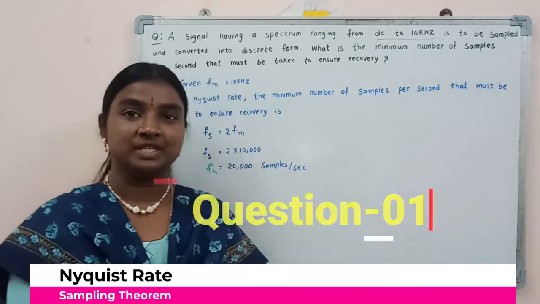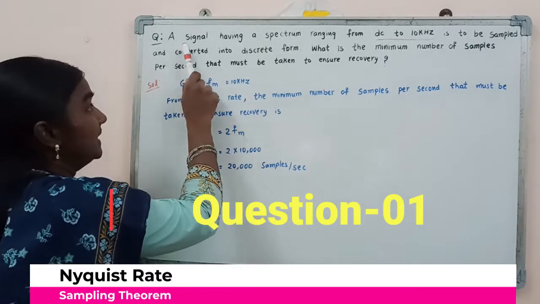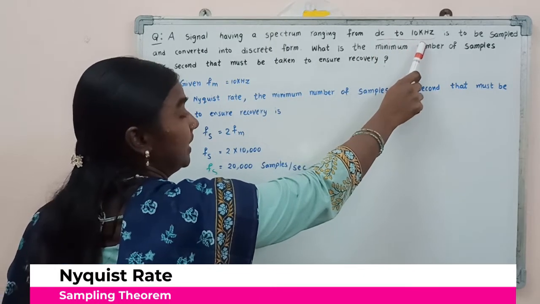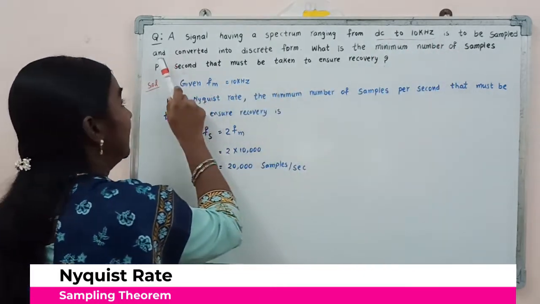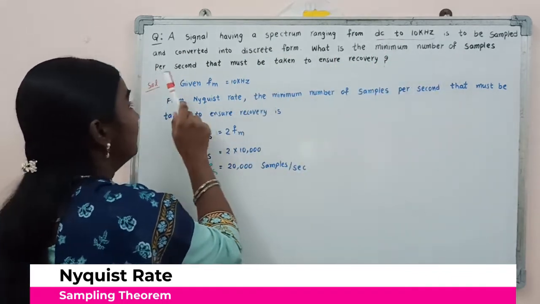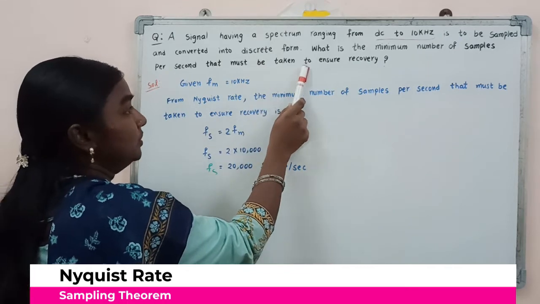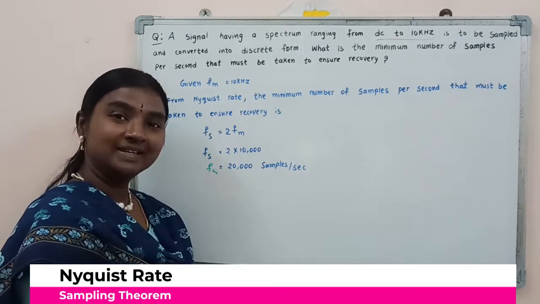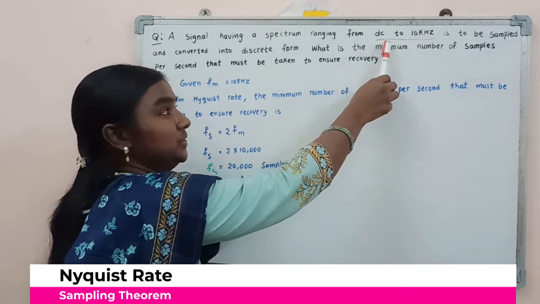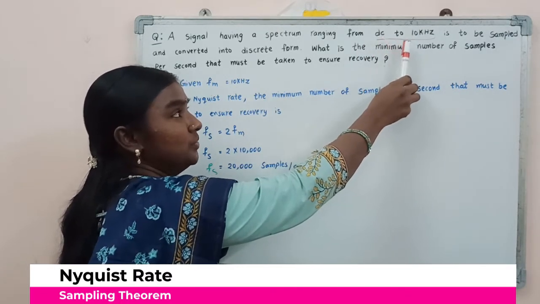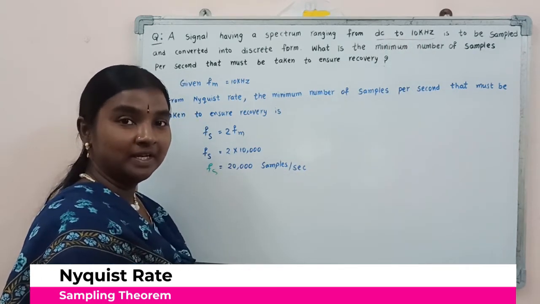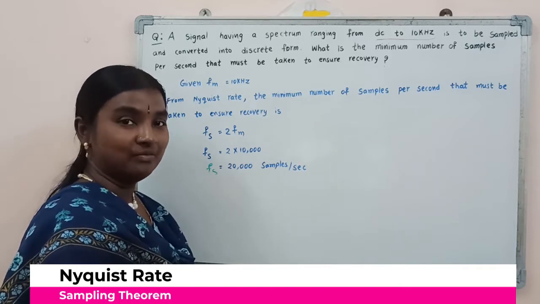Now for the first question: a signal having a spectrum ranging from DC to 10 kHz is to be sampled and converted into discrete form. What is the minimum number of samples per second that must be taken to ensure recovery? Here in this question, they gave the range of frequencies from DC to 10 kHz, meaning from 0 to 10 kHz, and are asking us to find the sampling frequency Fs.